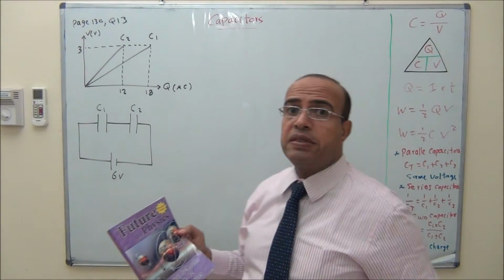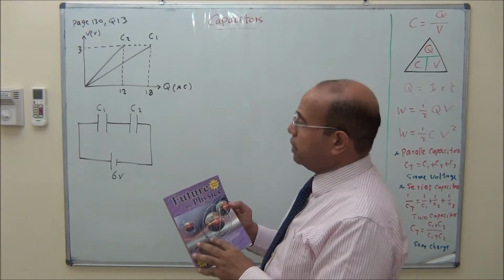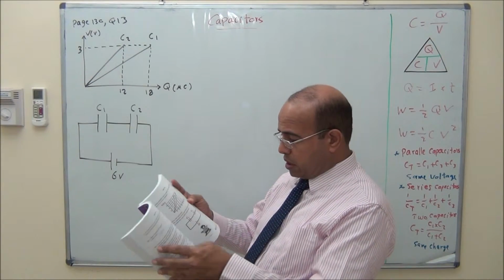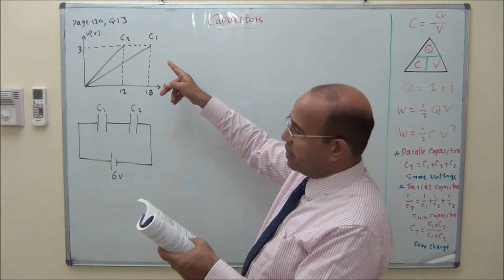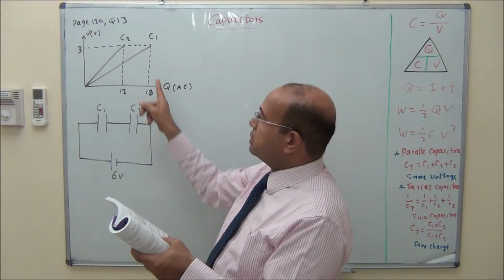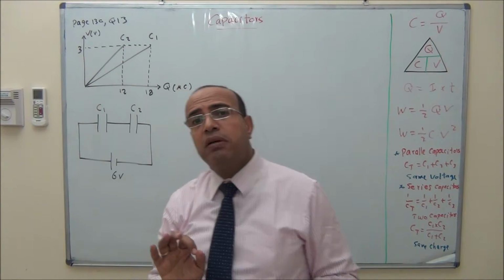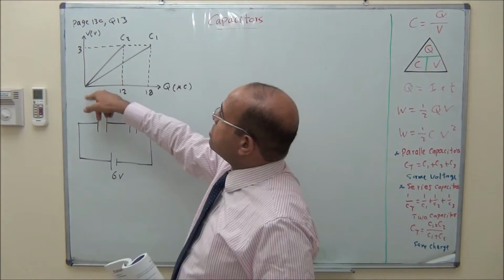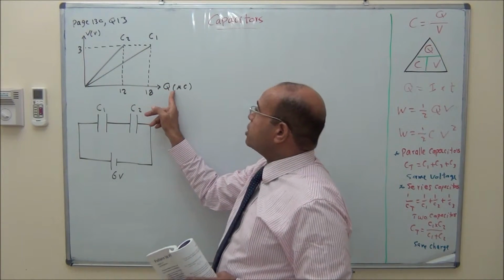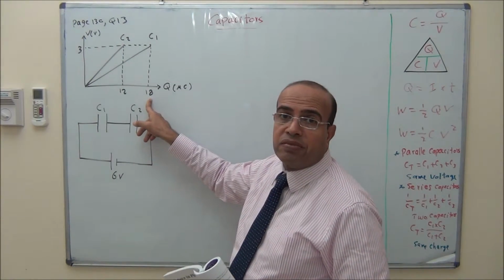Let us see this question on page 130, question number 13, in Future in Physics, the new edition. It says the diagram below shows a graph of voltage V against the charge Q for two capacitors. First, you have to read the graph. This is the voltage in volts, so this is 3 volts and so on. This is the charge, but it is in microcoulombs, so we have to multiply by 10 to the power negative 6.